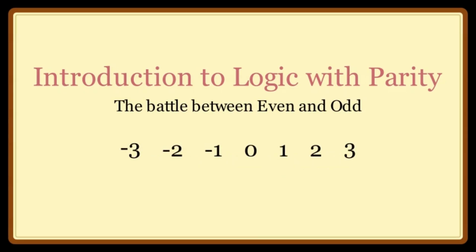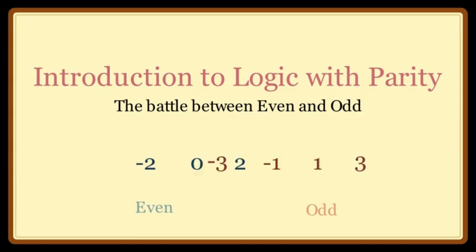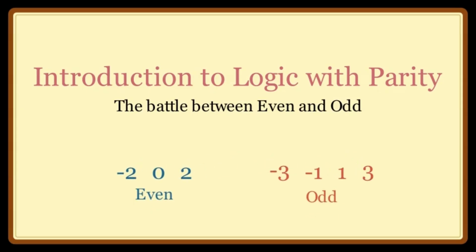So what exactly is parity? Parity is a mathematical property that classifies an integer as either even or odd. And here is the best part. Every single integer in existence belongs to exactly one of these two categories, with no exceptions. It is like a super strict VIP club with only two types of members.